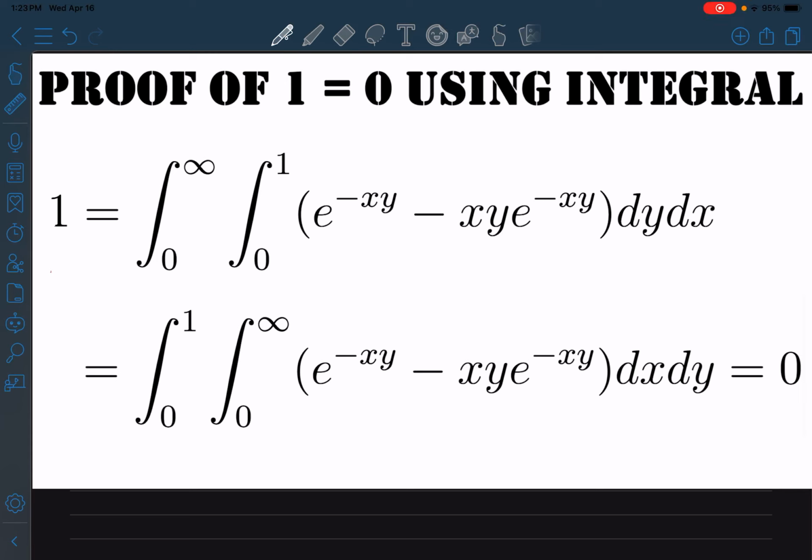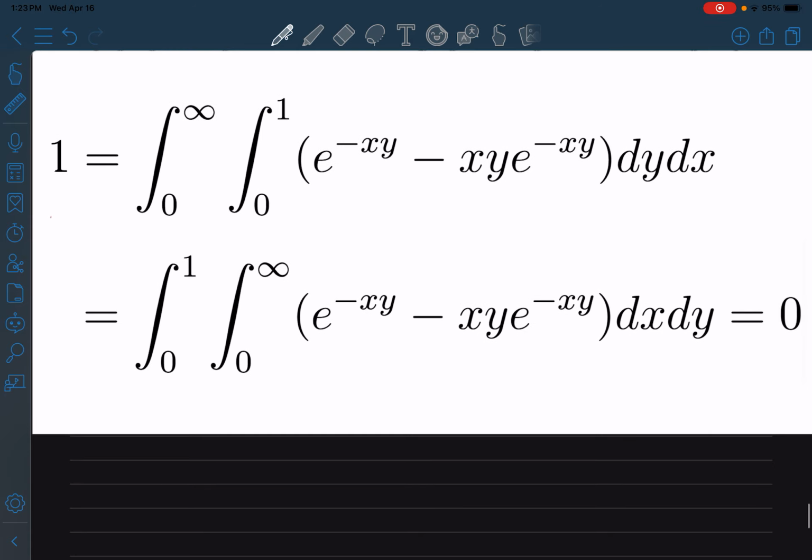Okay, so in this video, we are going to prove that 1 is equal to 0 using some integrals. So here I have this complicated looking integral, and what we are going to do is we are just going to swap the order of integrals, and we'll see that we'll get different results. And we know that we can swap the order of integrals, right? So yeah, we'll basically prove that 1 equals 0 using this idea.